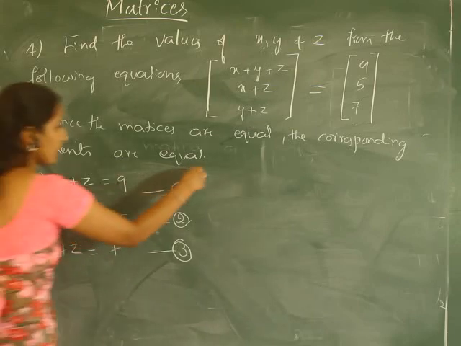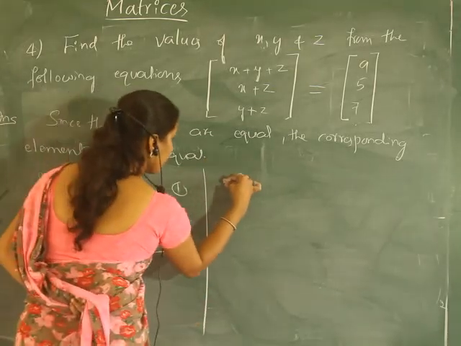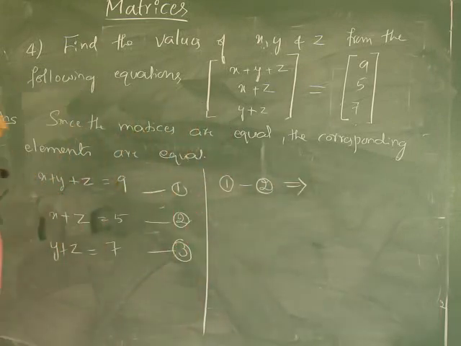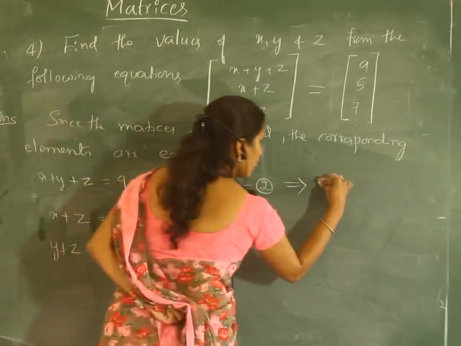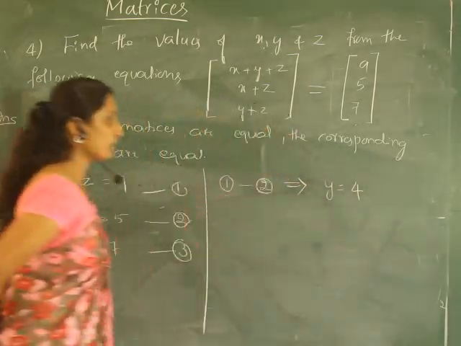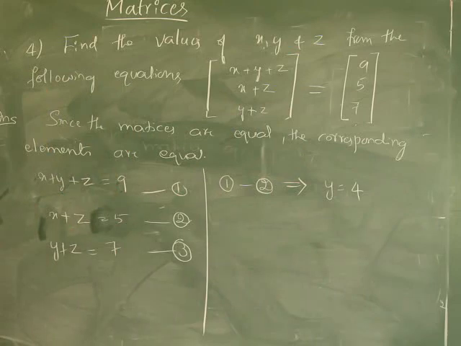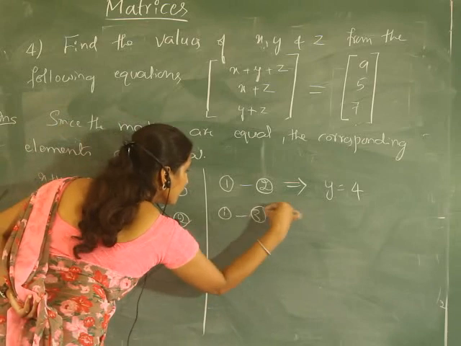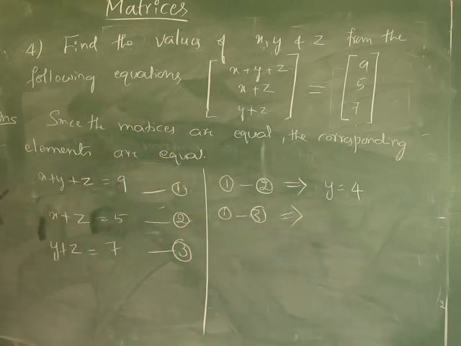Therefore, equation 1 minus equation 2 gives: x minus x and z minus z can be cancelled. So y is equal to 4. Next we subtract equation 1 minus equation 3. So y and z can be cancelled, and we are getting the value of x.